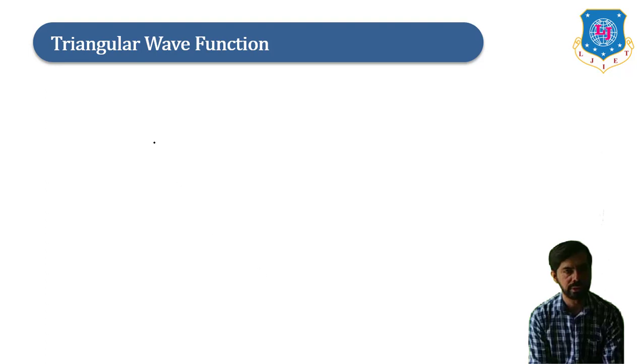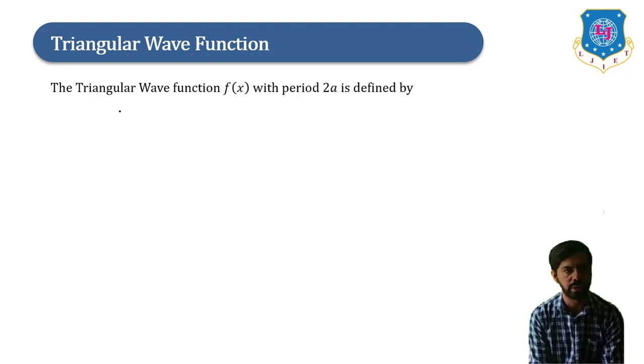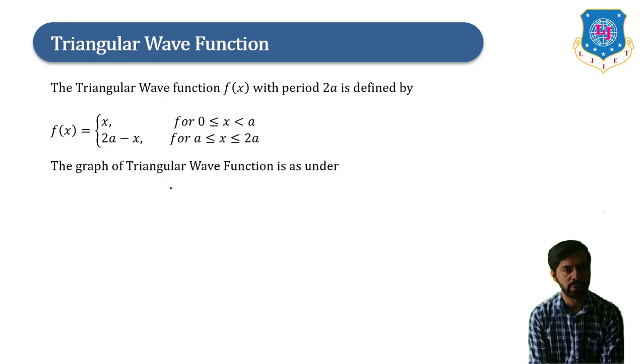Now we will see next function, that is triangular wave function. So the triangular wave function f of x with period 2a is defined by f of x is equal to x for 0 less or equal to x less than a, and 2a minus x for a less or equal to x less or equal to 2a. Now we will see the graph of triangular wave function.